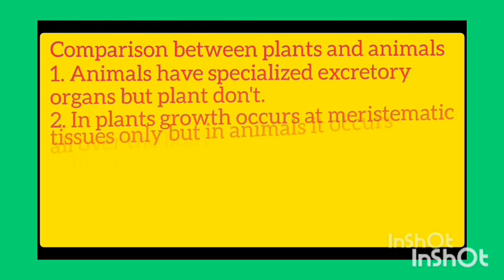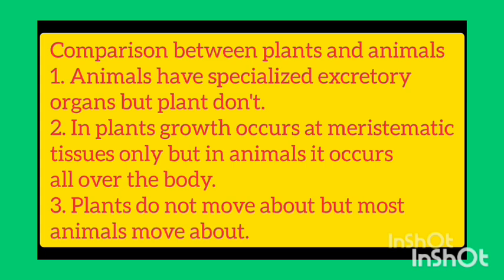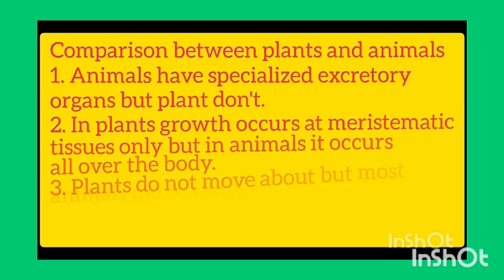Then let's look at the comparison between plants and animals. One, animals have specialized accessory organs but plants don't. In plants, growth occurs in meristematic tissues only, but in animals it occurs all over the body. Plants do not move about, while animals move about in search of food and mates.